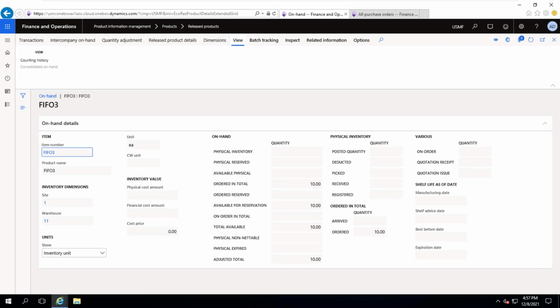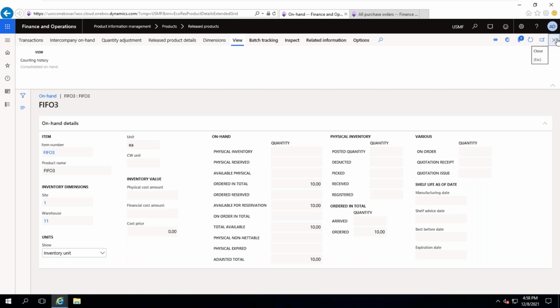Inside FIFO 3, then look at this one here. Cost price. One is physical cost amount, next one is financial cost amount, and then cost price. We need to study these three also. One is physical cost amount, another is financial cost amount, another is cost price.